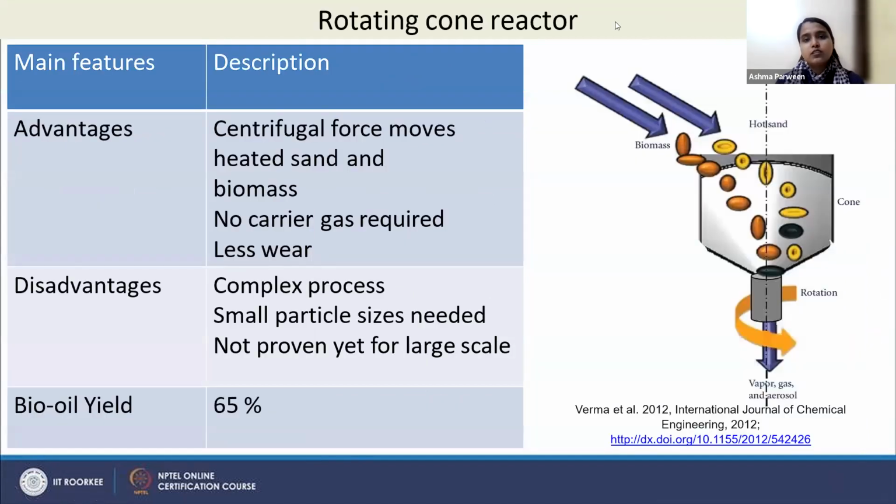Next is the rotating cone reactor. Here the bio-oil yield is about 65%. What happens is there is a reactor in which centrifugal force is provided. The reactor rotates, and in doing so, heat is provided and biomass is converted into less complex compounds, and we finally get vapor and gas, and obviously there will be some gas which has to be released in the atmosphere. So here the bio-oil yield is nearly 65%.